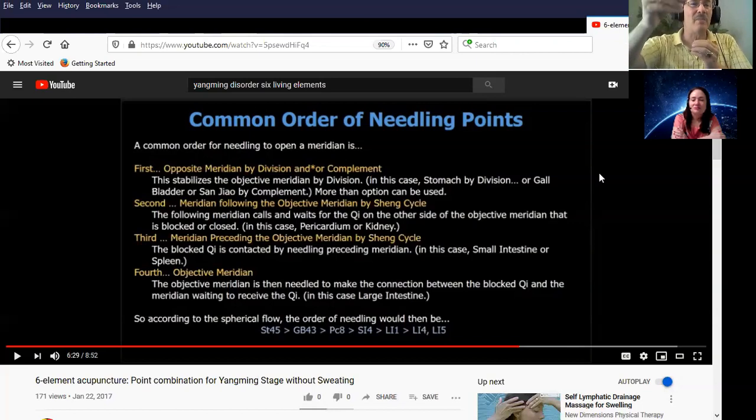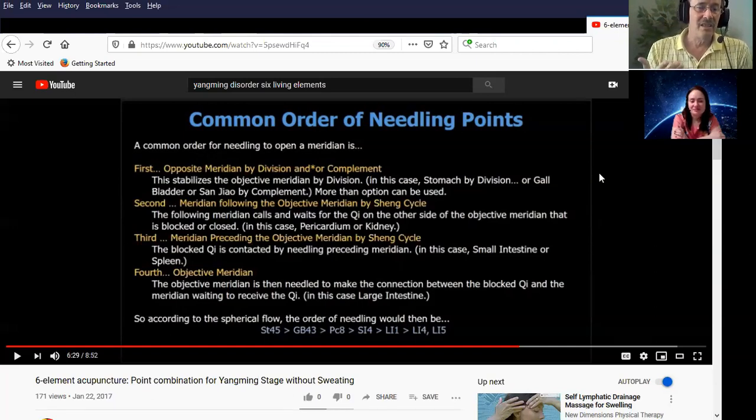Because you needle the pericardium and it says, come here. And then you needle the small intestine, and the small intestine responds, okay, let me get there, but I've got to go through the large intestine first. But you create this desire for the energy to move from small intestine to the pericardium. And then once you needle that large intestine, the energy is just going to release through because it already wants to go through. And then the last point would be those large intestine points.